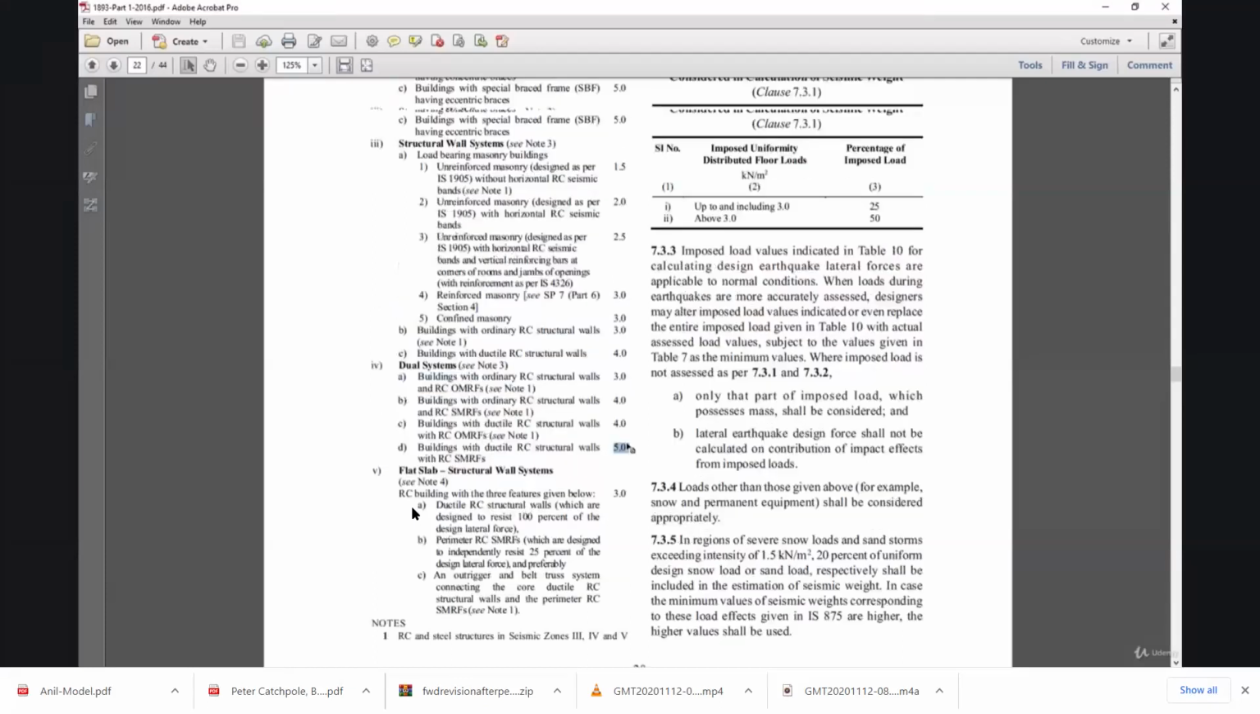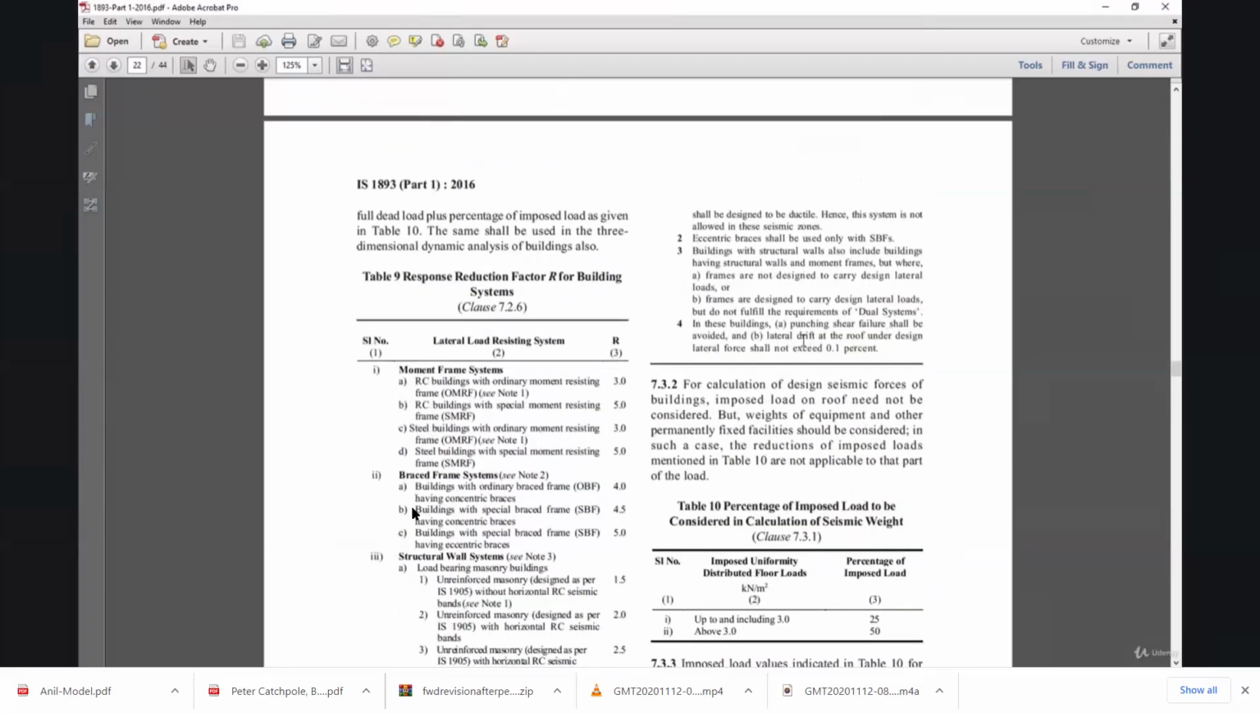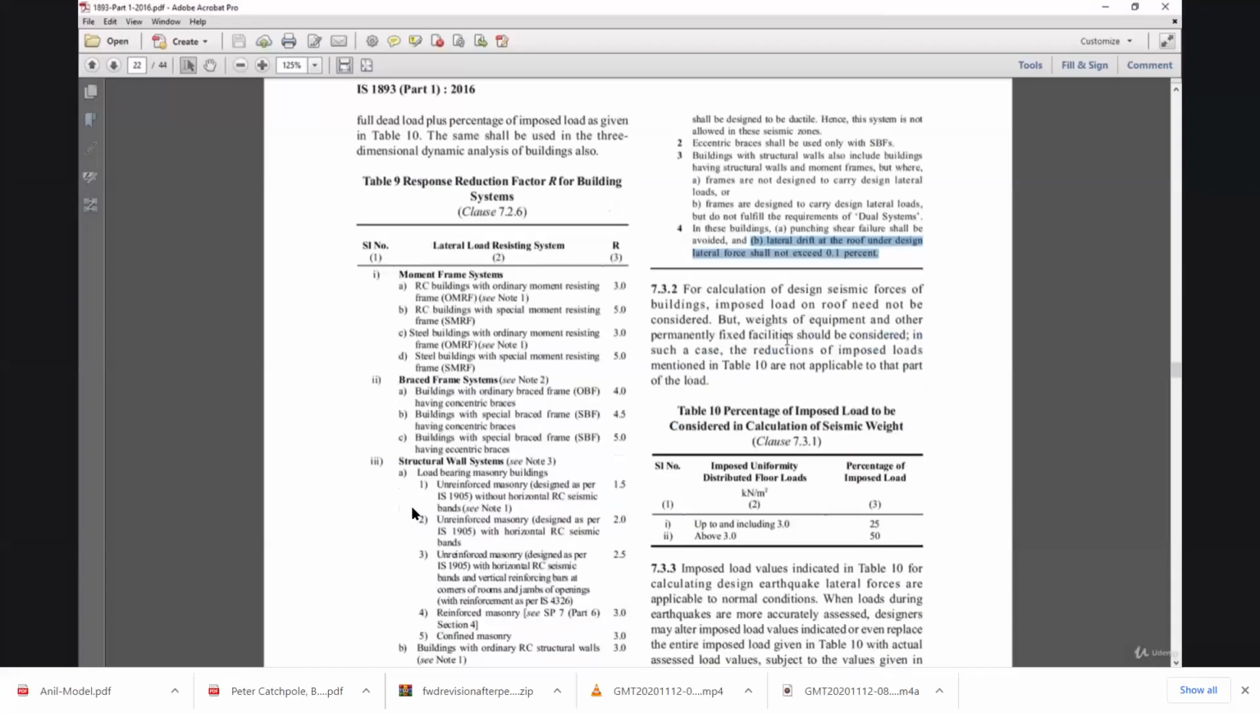For a building having a flat slab system, the response reduction factor is 3. In addition to that, the code is guiding us that for flat slab structural wall system, see note 4. In note 4, it is written that punching shear failure shall be avoided and lateral drift at the roof under design lateral force shall not exceed 0.1%. Please note that this is a very difficult value. Lateral drift at roof shall not exceed 0.1%. This is a very difficult feature to achieve. Usually drift exceeds 0.5% to 1% for very high-rise buildings. So that is why the code is encouraging us not to go ahead with the flat slab system.